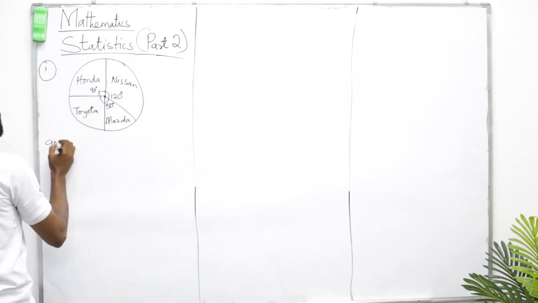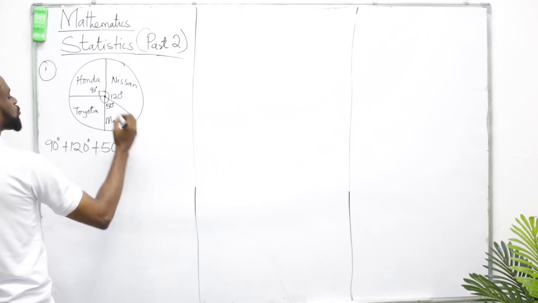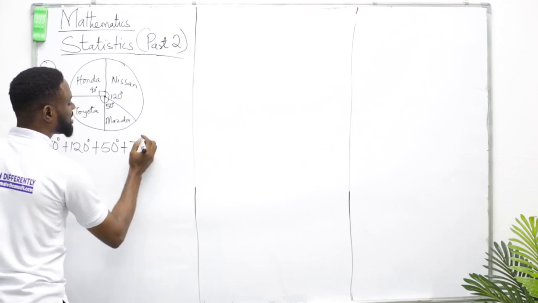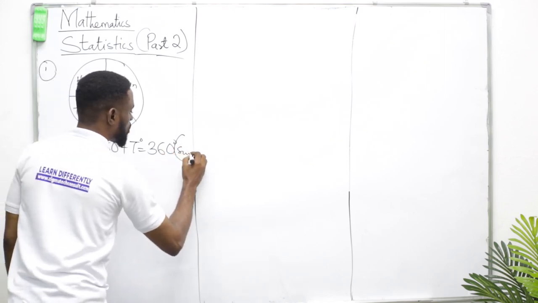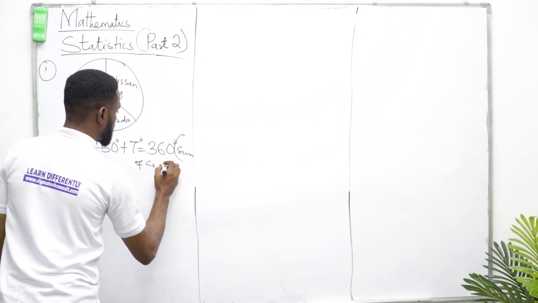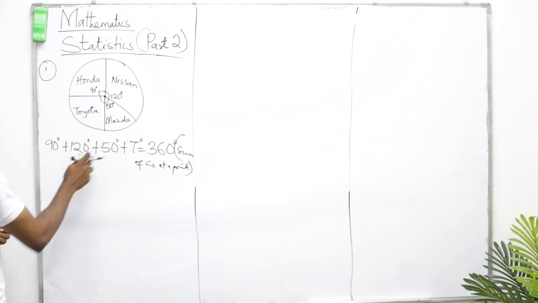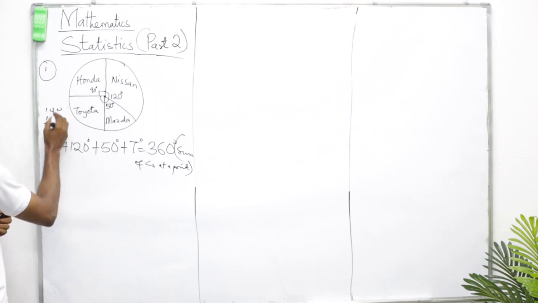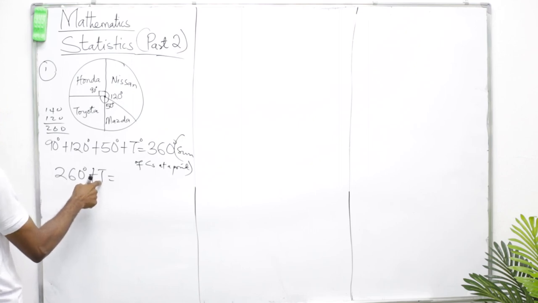So you say 90 degrees plus 120 degrees plus 50 degrees plus Toyota degrees. Let's just call that Toyota T degrees. T is equal to 360. Always give your reason: sum of angles at a point is equal to 360 degrees. You get that now? So you can add. 90 plus 50 gives us 140. 140 plus 120 gives us 260. So we have 260 degrees plus T, the angle of Toyota, is equal to 360 degrees.